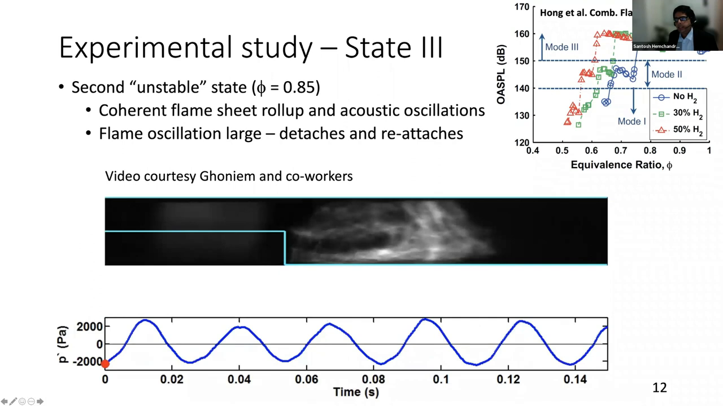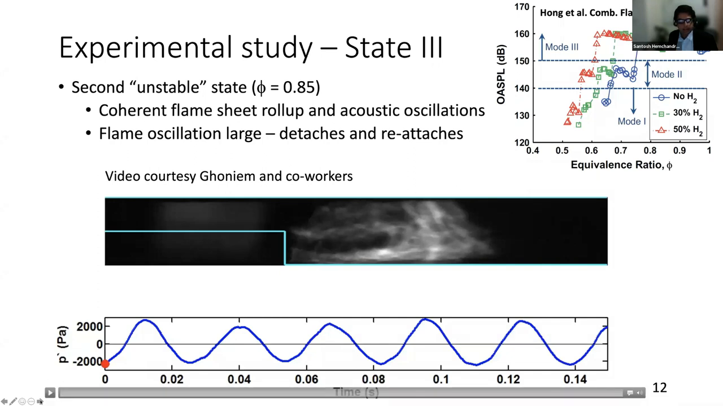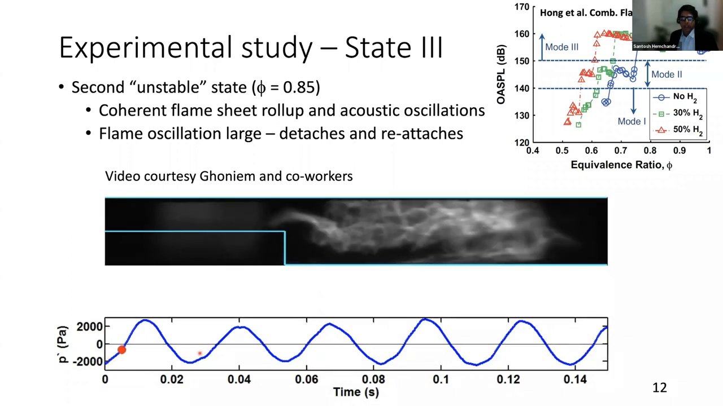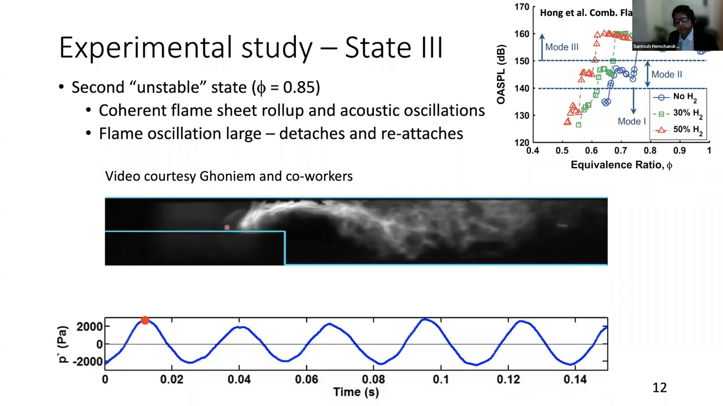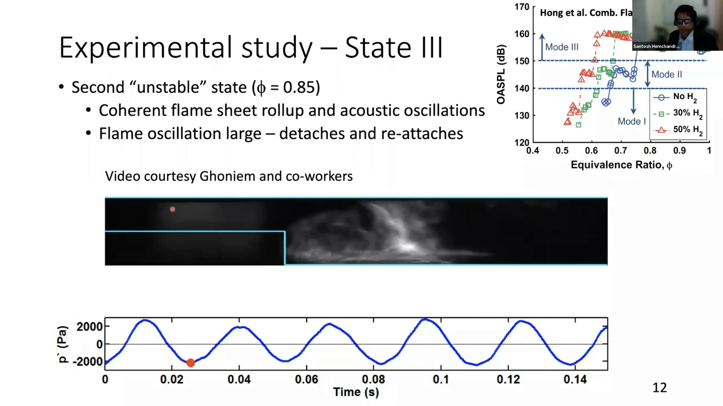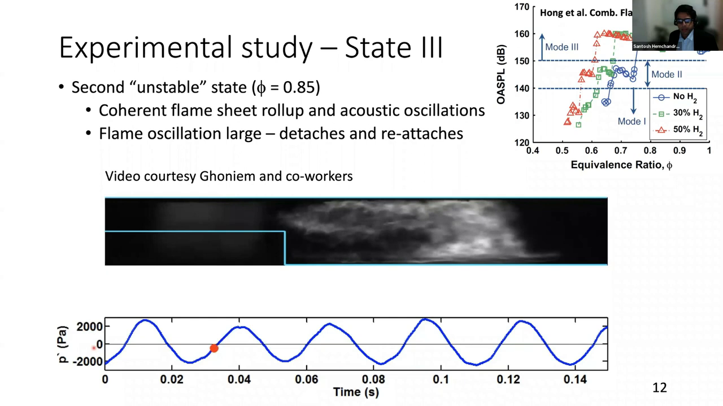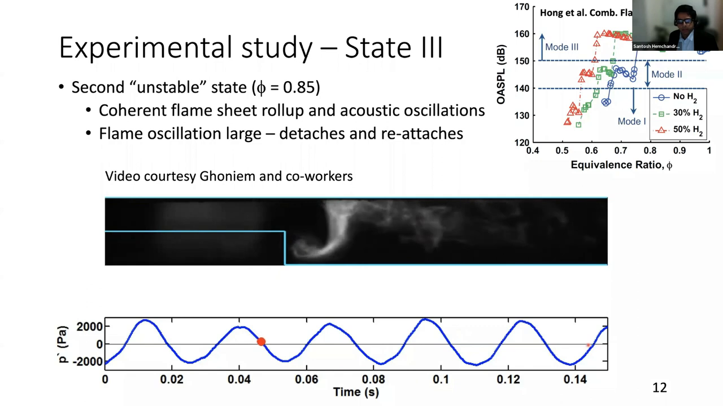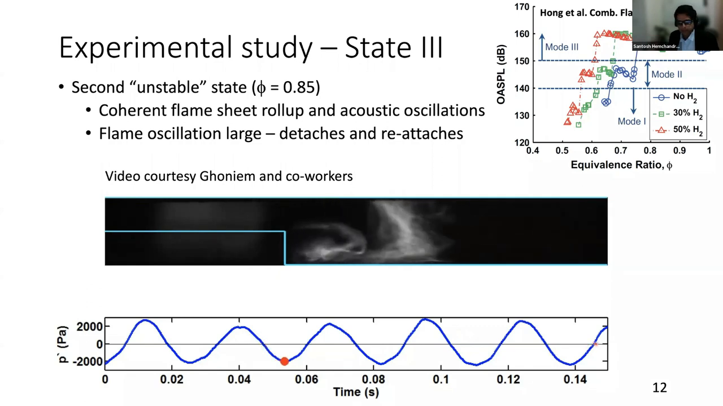And finally, at 0.85, this is a point here in this high amplitude state, where we see that the flame essentially. Why isn't this coming? Okay. You see that the flame detaches, goes back, comes forward. It generally does a very violent oscillation around the step. And you can see that the pressure amplitude is high and the oscillation is fairly coherent. So you see that there are these three states.